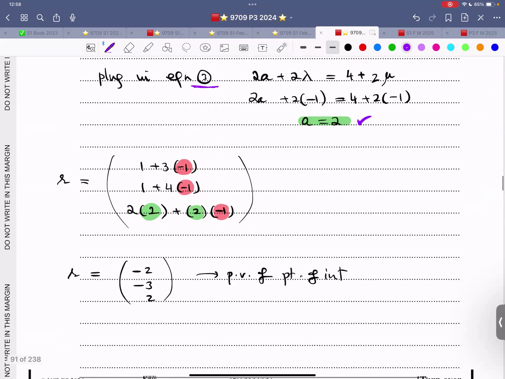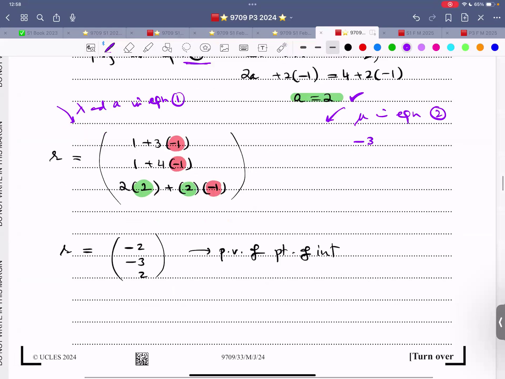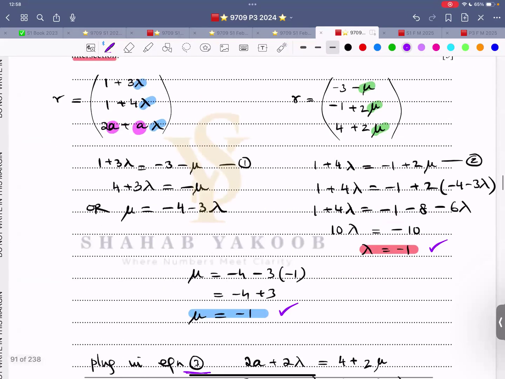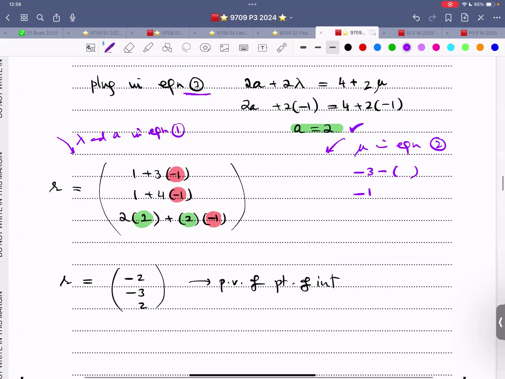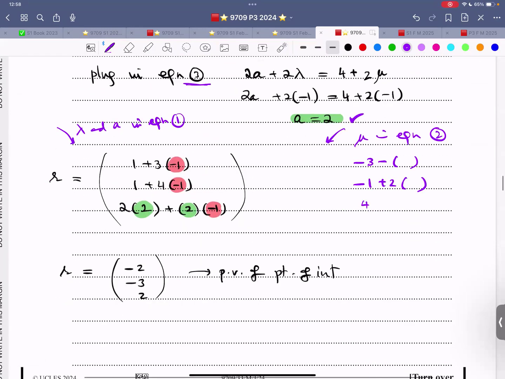Now, either place lambda and A in equation 1 or place mu in equation 2. So I have shown the working for equation 1. Let me show the working for equation 2. Minus 3 minus mu. So this is negative 3 negative mu. And then it is negative 1 plus 2 mu, negative 1 plus 2 times mu. And this is 4 plus 2 mu. This is 4 plus 2 times mu.